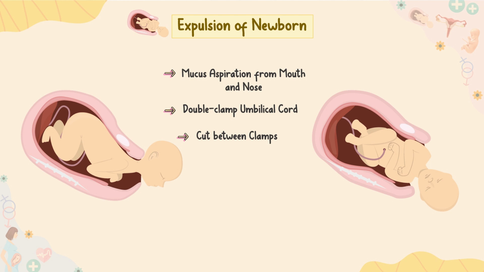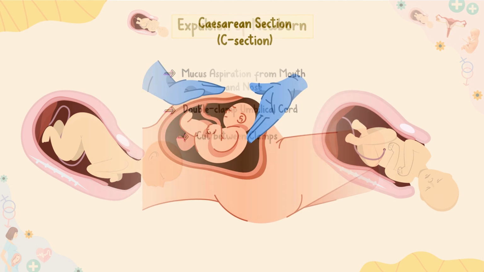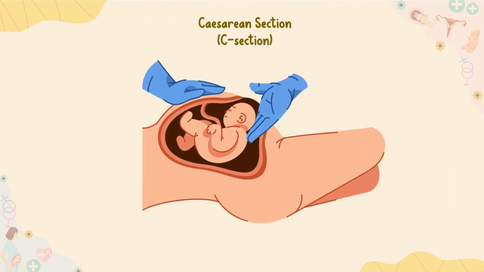If any complications occur during the dilation or expulsion stage, the baby is delivered by caesarean section or C-section, in which an incision is made through the abdominal wall and the uterus is opened wide enough to allow the infant's head to pass.